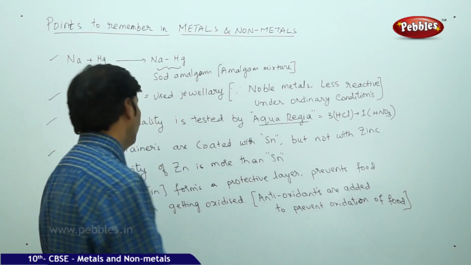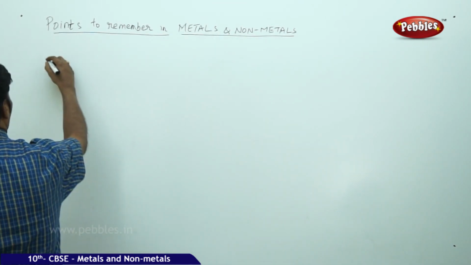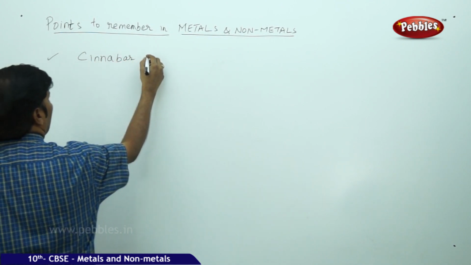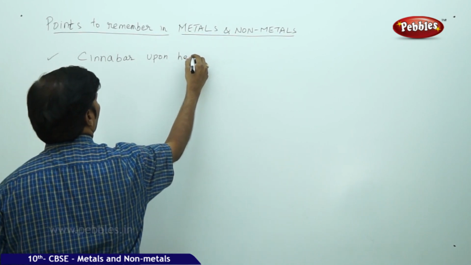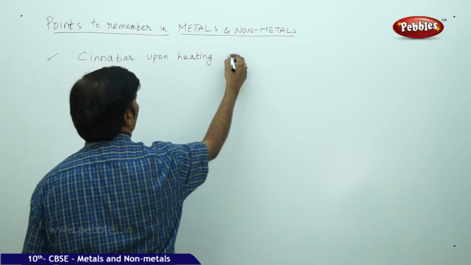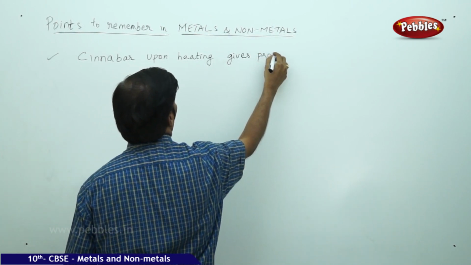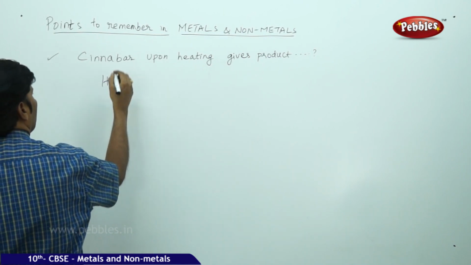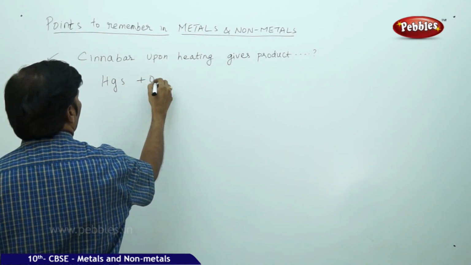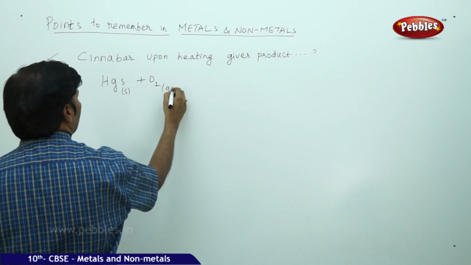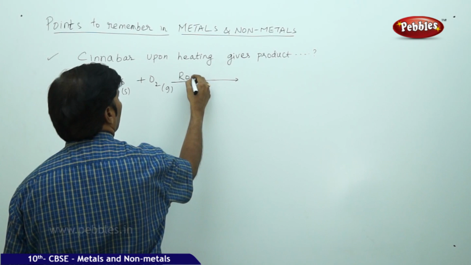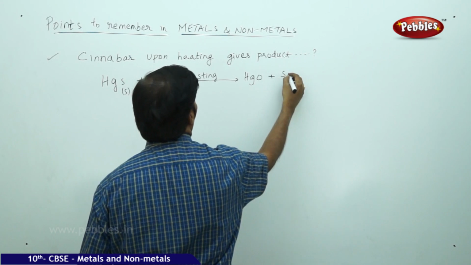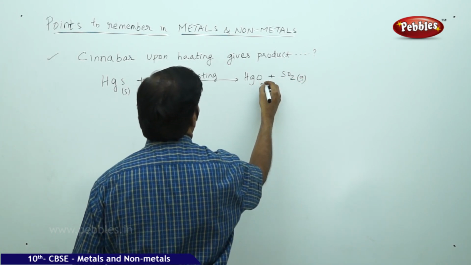So the next point to remember is that for Cinnabar, upon heating, it gives a product. Cinnabar is HgS. HgS is treated with oxygen, solid with gas, and subjected to roasting. First it forms mercuric oxide with the evolution of sulfur dioxide gas.